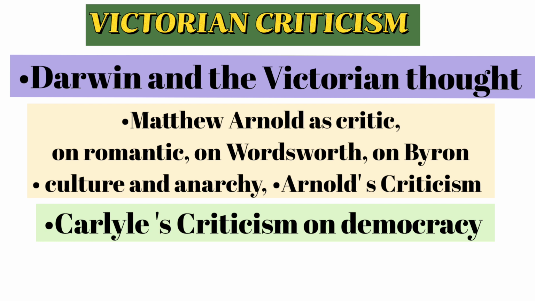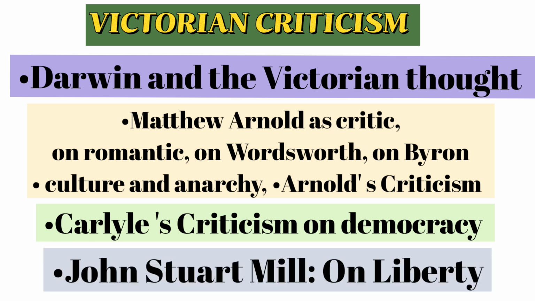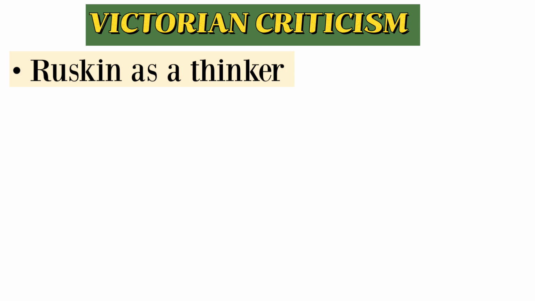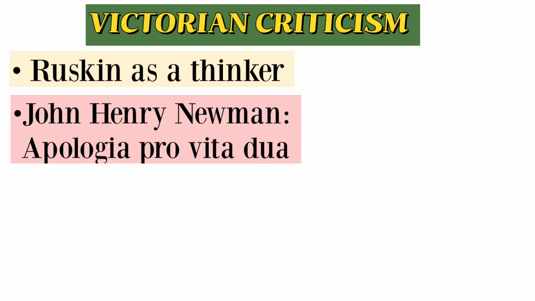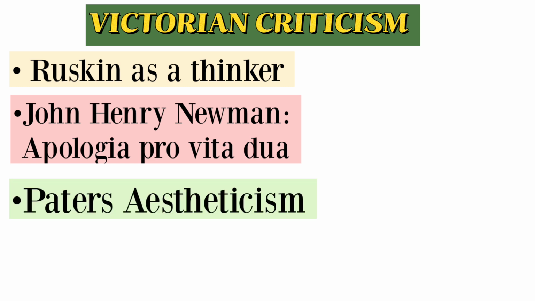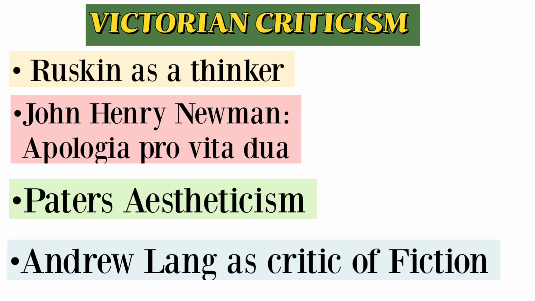And you can also go through critics like John Stuart Mill, On Liberty, Ruskin as a thinker, John Henry Newman, Apologia Pro Vita Sua, Pater's aestheticism, and last Andrew Lang as a critic of fiction. All these critics you have to read in Victorian criticism. So in Victorian criticism you have to read a lot, but Matthew Arnold is the most important. Okay, don't miss Matthew Arnold.